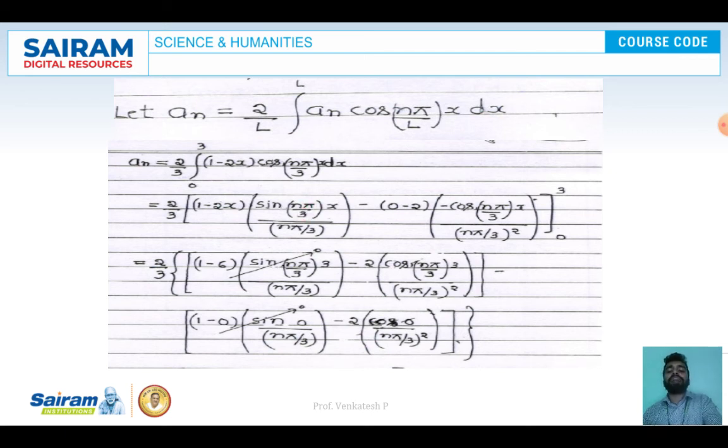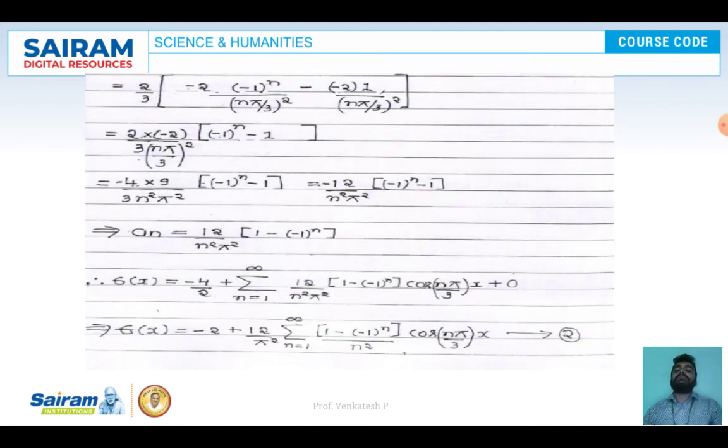So we got (2/3) into [(1 - 6) sin(nπ/3 · 3)/(nπ/3) - 2 cos(nπ/3 · 3)/(nπ/3)²]. For the lower limit, (1 - 0) sin 0/(nπ/3) - 2 cos 0/(nπ/3)². So these two terms will become 0. cos 0 is 1 and cos nπ will become (-1)^n. So we got (2/3) into [-2(-1)^n/(nπ/3)² - (-2)/(nπ/3)²].